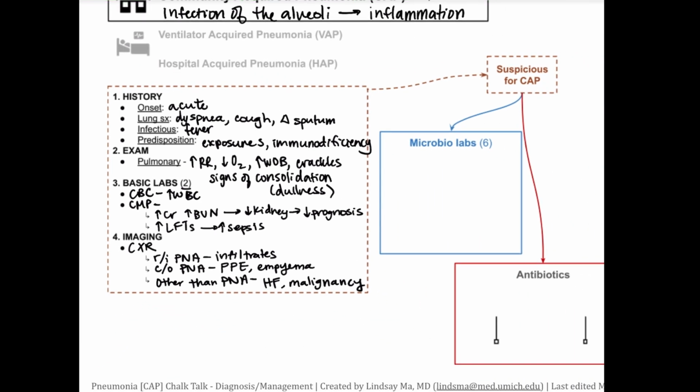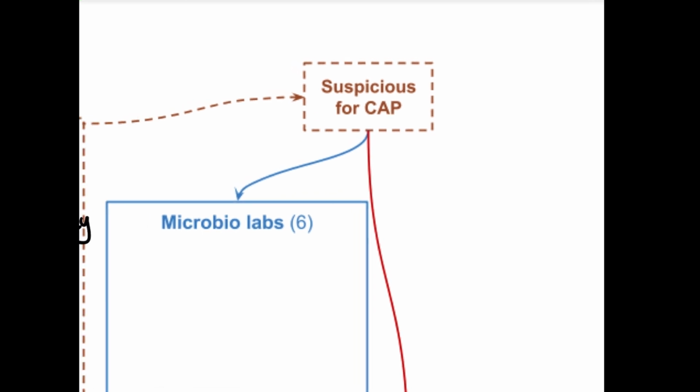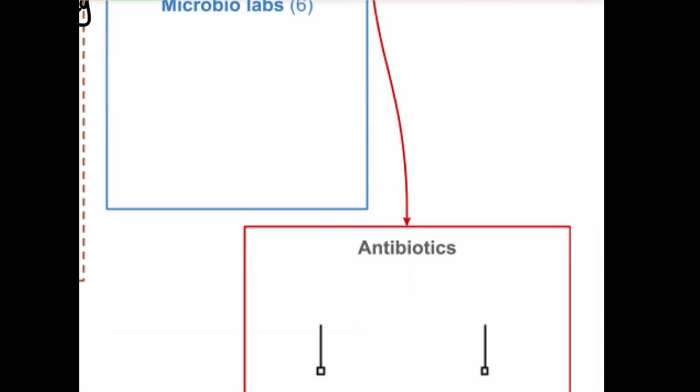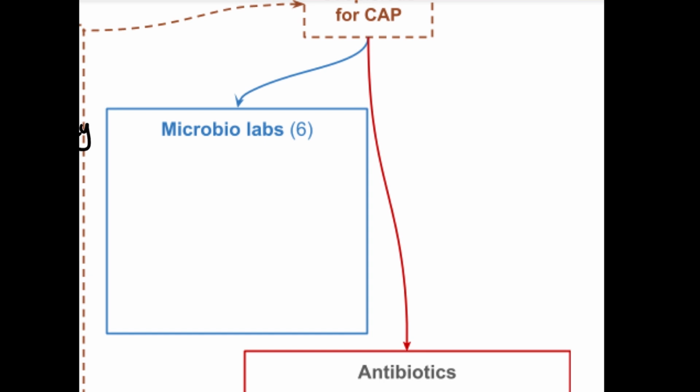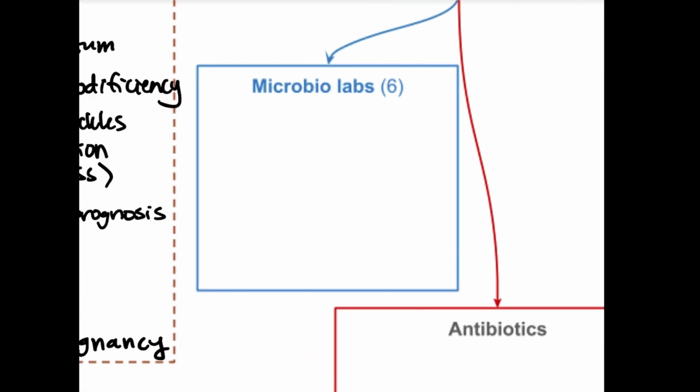So if your history, exam, labs, and imaging are kind of making you suspicious for community-acquired pneumonia, then we have 2 things to do. The first is to get some extra labs, and then we'll want to start antibiotics. So there are 6 microbiome tests that are important to get. Well, the first thing to get would be blood cultures.